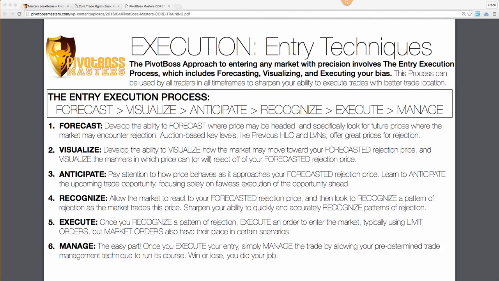Forecasting, being able to forecast where price is likely headed. Even if you're wrong, every single time you forecast, you always get some sort of information about your forecast that you can tweak and make better and better.